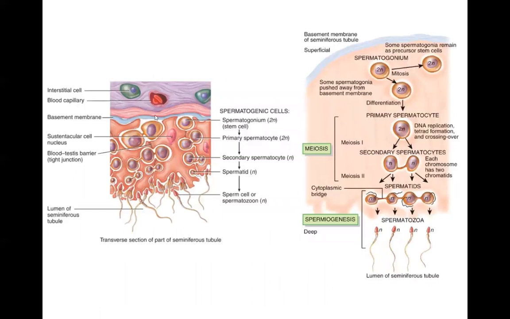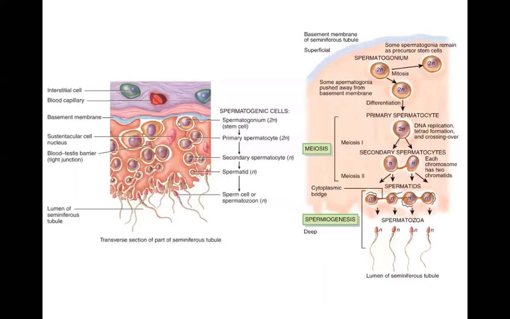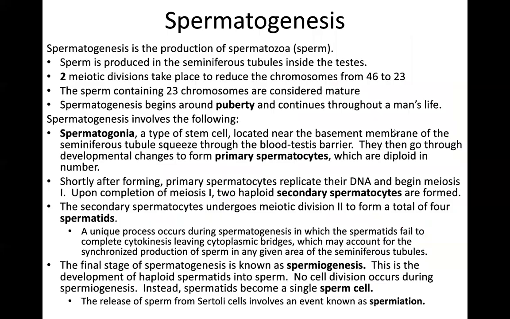If we jump to the next slide, we've got 2 different pictures showing you. Here's where the basement membrane is that I just mentioned. Here's the spermatogonium, which is just the singular form of spermatogonia, that was on the previous page. Those transform into primary spermatocytes. Okay, and we can see the same thing here. And remember, we use the abbreviation 2N to describe those cells that are diploid in number.